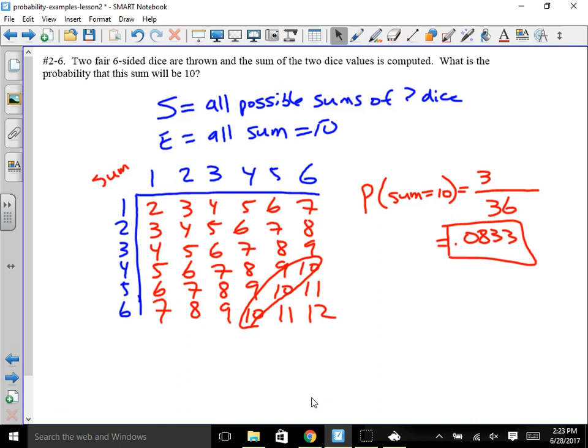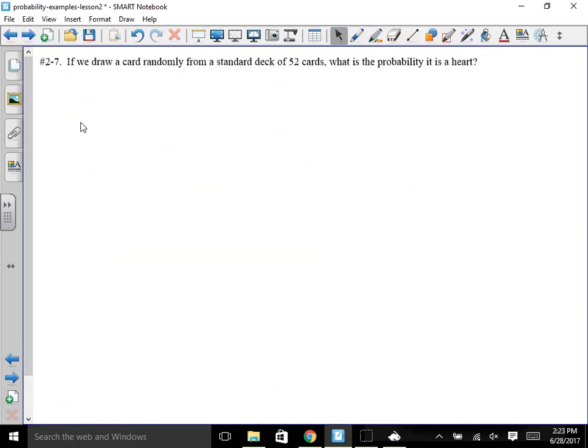Okay, let's move on to the next problem. It says if we draw a card randomly from a standard deck of 52 cards, what's the probability that it is a heart? So I'm not sure if everybody knows cards, but let's go ahead and take a quick look at what a card deck consists of.